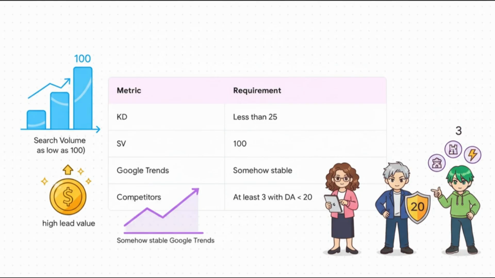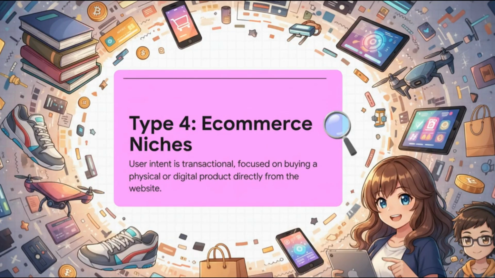And just like before, you're looking for that low KD and at least 3 competitors with a domain authority under 20. And that brings us to our fourth and final type, e-commerce. The intent here is also transactional, just like with services, but this time, the focus is all about buying a product, either physical or digital, directly from you.